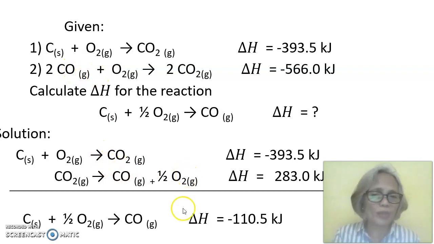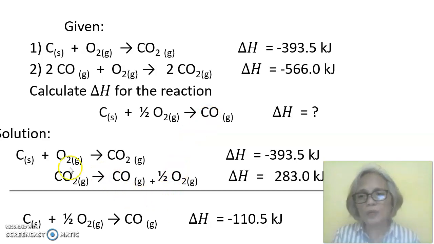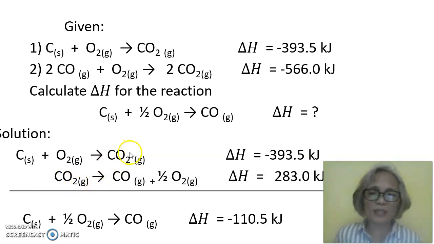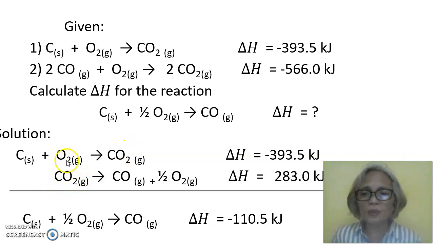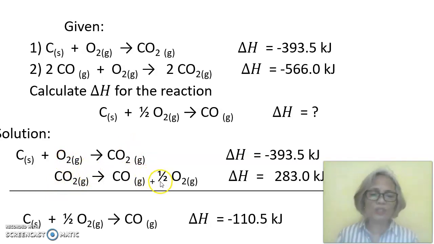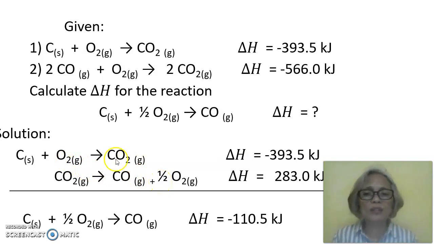Why do we need to do that? Because we want this reaction where the carbon monoxide is the final product. So we simply add the equations. We have carbon, and then carbon dioxide will cancel out. We have carbon from the left side and carbon from the right side, so they cancel out. Then we have 1 mole of oxygen on the left side and 1/2 mole of oxygen on the right side. So we subtract, and we have 1/2 mole.